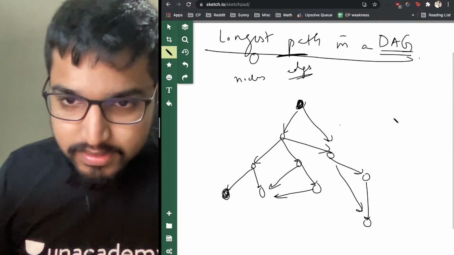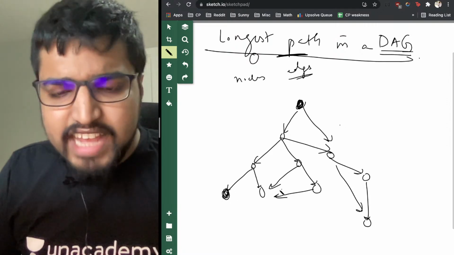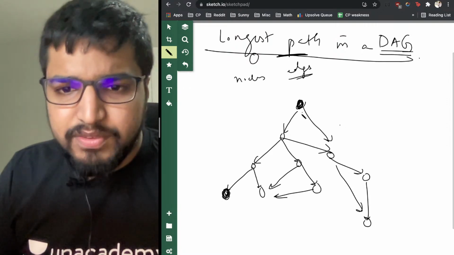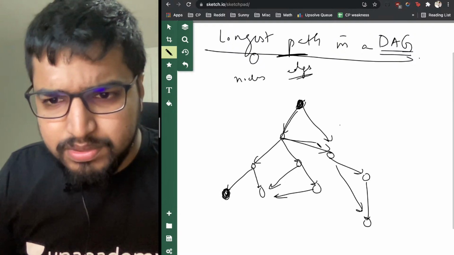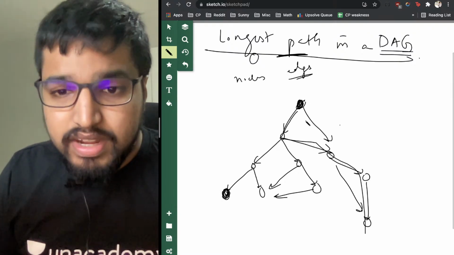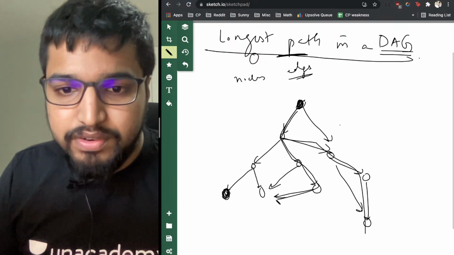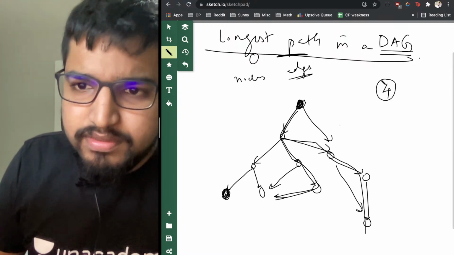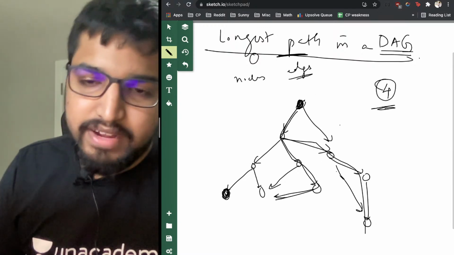Yep. So in this, let's just calculate the longest path here. We can see that the longest path is this one: 1, 2, 3, 4. Another longest path is 1, 2, 3, 4. The answer for this is 4. We need to print the number 4 for this graph.